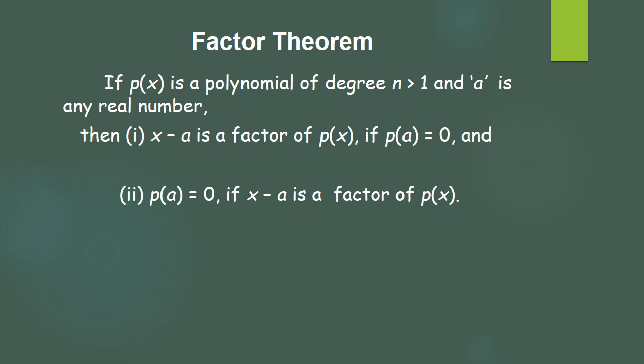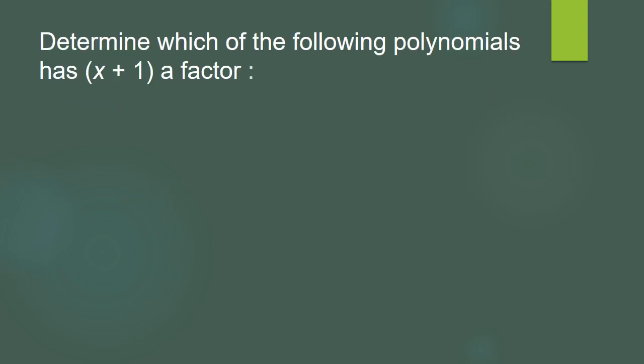Now we will solve certain sums to understand this. Determine which of the following polynomials has x plus 1 as a factor. Now as x plus 1 is the factor to be checked, first we'll equate it to 0 and we get the value of x as minus 1. The p of x is given as x cube plus x square plus x plus 1.